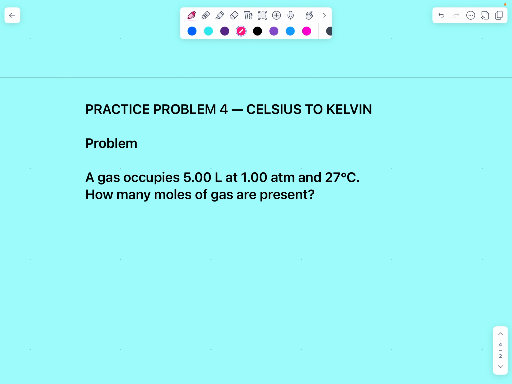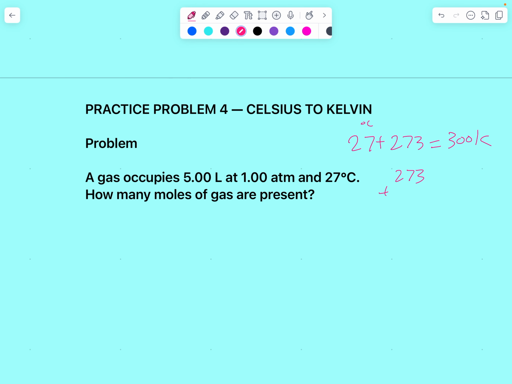Let's try this one. A gas occupies 5 liters at 1 atm and 27 degrees Celsius. How many moles of gas are present now? Okay, so first things first, I don't like degrees Celsius. I need to use the formula to change that into Kelvin. 27 degrees Celsius plus 273 equals 300 Kelvin, right?